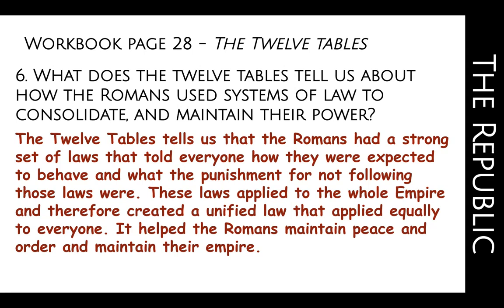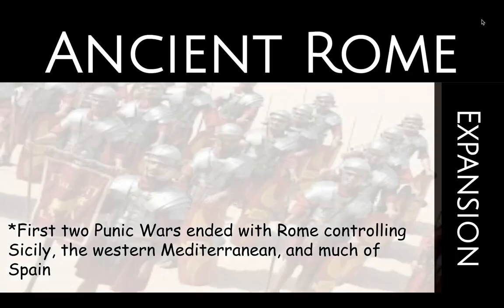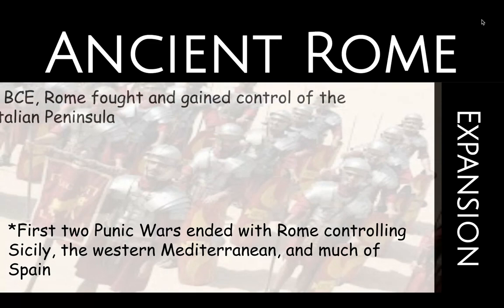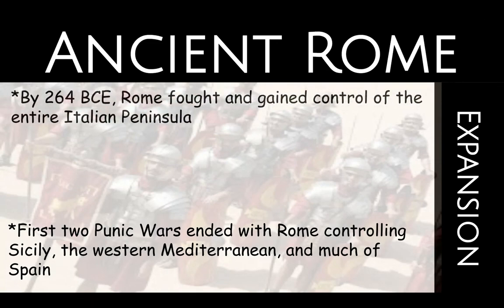All right, we are going to move on now and talk about the expansion of the empire. So we're on page 29. Up at the top, there's a nice map that shows you the entirety of the Roman Empire at different times. And in your notes, it says by 264 BCE, Rome fought and gained control of the entire Italian peninsula.